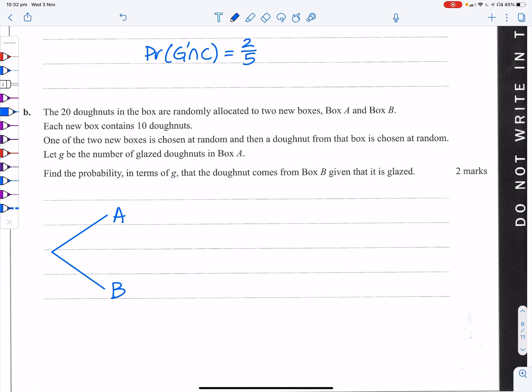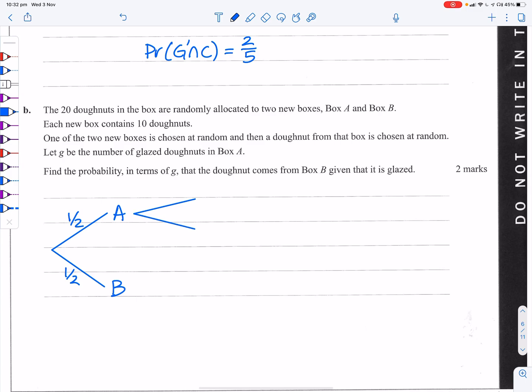Each box contains 10 donuts. Of the 2 new boxes, one is chosen at random, so there's a half chance of each one. And then a donut from that box is chosen. Let G be the number of glazed donuts in box A.